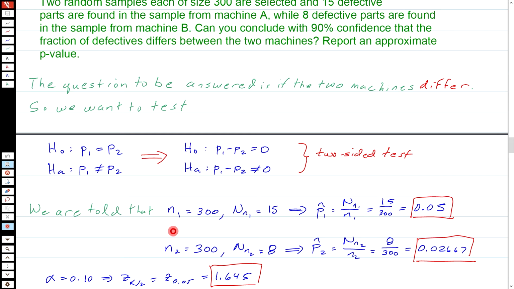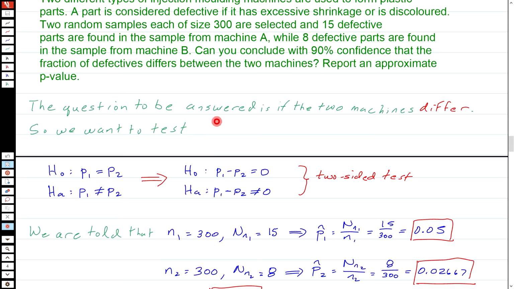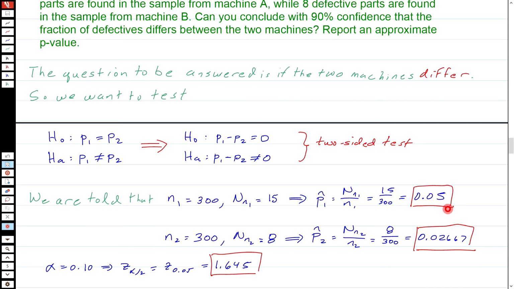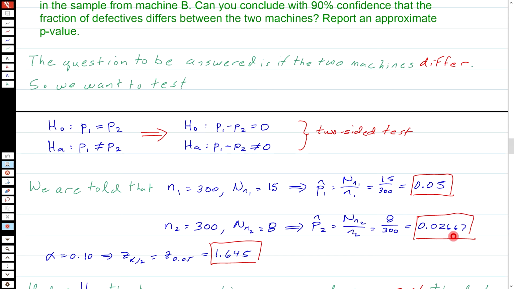Now we can plug in the bits and pieces that we're told. We're told we have 300 samples from each population. Instead of N1 or N2, I could call these NA and NB, but I just call them N1 and N2. So N1 is going to be A, and N2 is going to be B. The number of defectives from machine A was 15, so our estimate of the probability of success, success in this case being defectives, for machine A is 15 over 300, which is 0.05. And for machine B it is 0.02667.